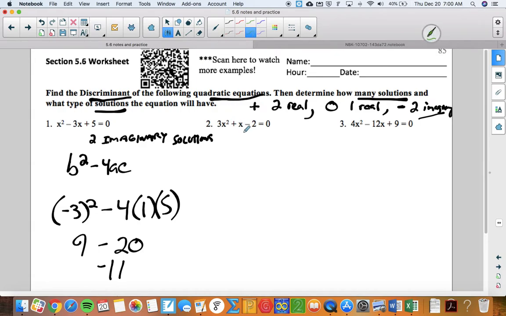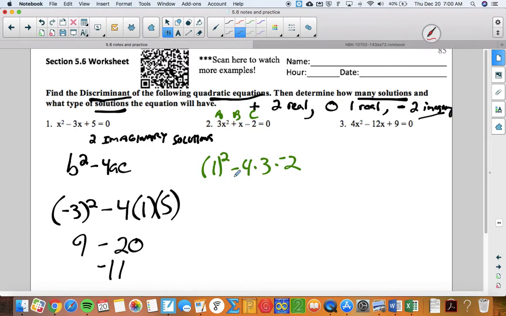All right, let's try this one. Now, if it helps, once it's in standard form, the coefficients of these values and the constant are your A, B, and C term, respectively. So we've got B is 1, so 1 squared minus 4 times 3 times C is negative 2.